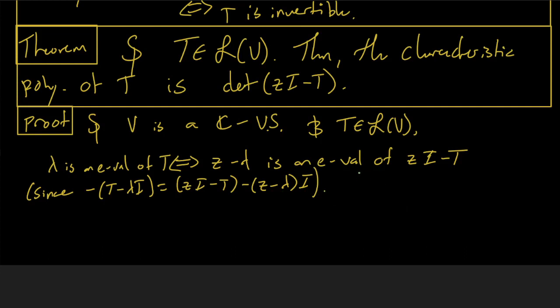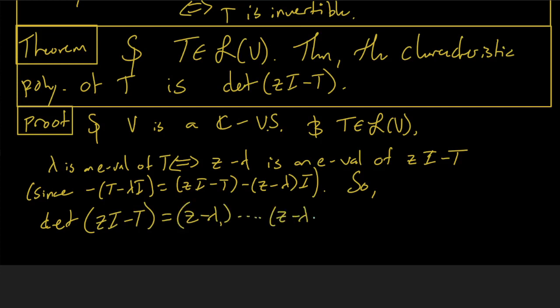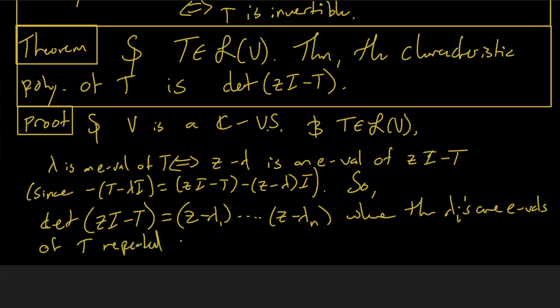Okay, so the determinant of zI minus T is equal to (z minus lambda 1) through (z minus lambda n), where the lambda i's are eigenvalues of T repeated according to their multiplicity.